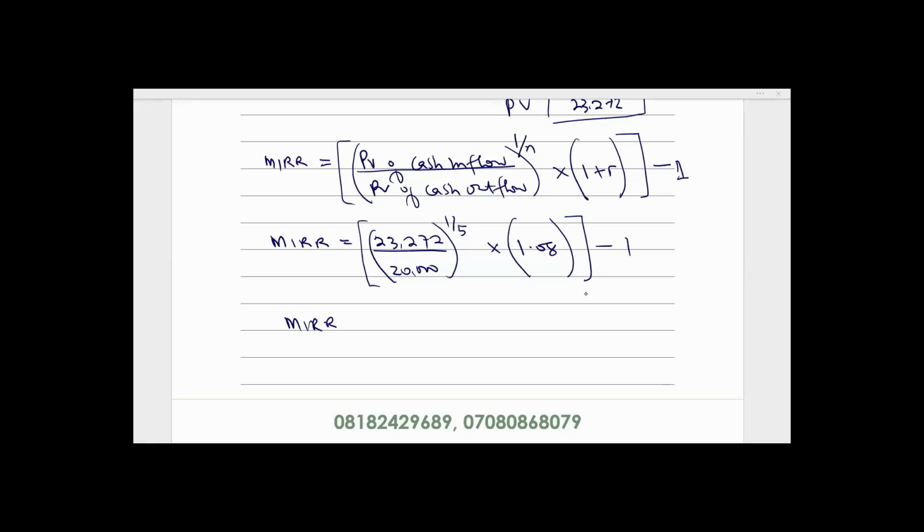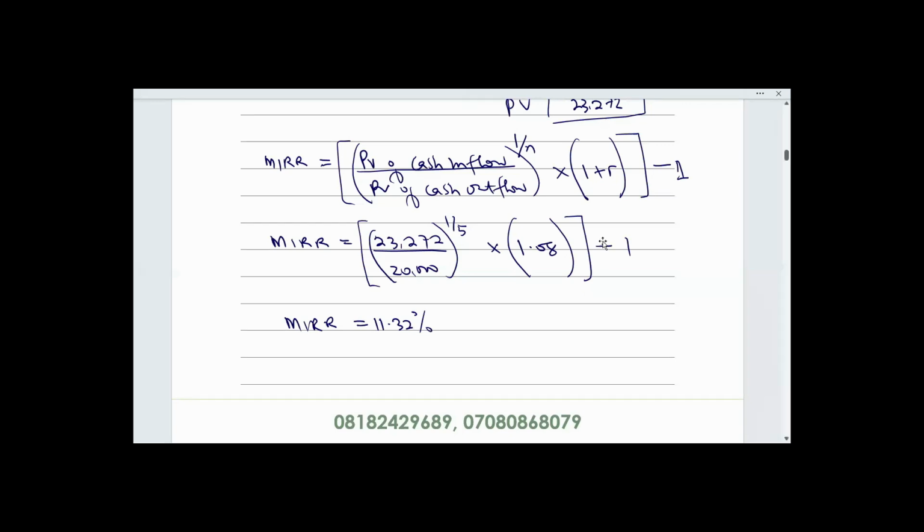So 2923272 divided by 20,000, raised to the power 0.2, multiplied by 1.08, minus 1, multiplied by 100%, equals 11.32. Our answer is 11.32%. So confirm from your own end if your calculator gives you the same thing as 11.32.